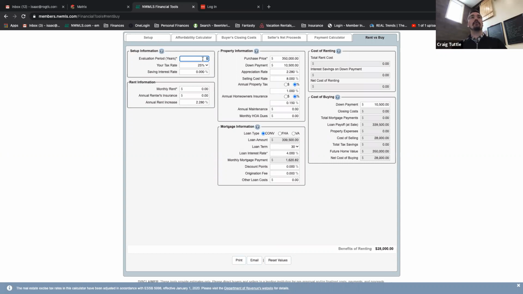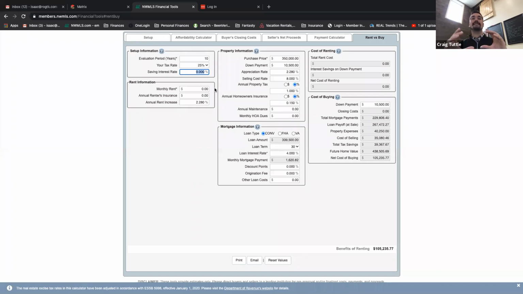So let's go through it really quick. Valuation period is how long do you want to evaluate this over? Like 5, 10, 15, 20 years? Let's say 10 years just for fun. Tax rate is what tax bracket they're in, because that affects the write-off for the interest. So let's say they're 25%.